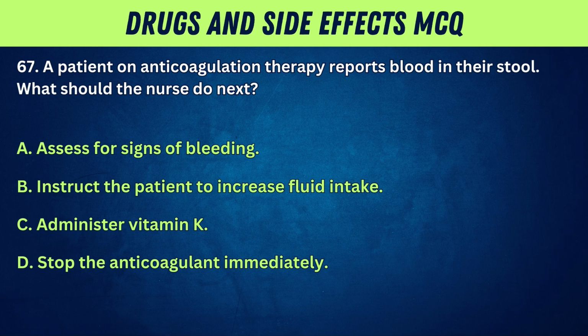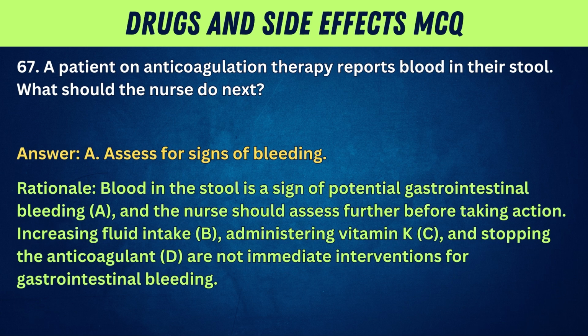What should the nurse do next? A. Assess for signs of bleeding. B. Instruct the patient to increase fluid intake. C. Administer vitamin K. D. Stop the anticoagulant immediately. Answer: A. Assess for signs of bleeding.